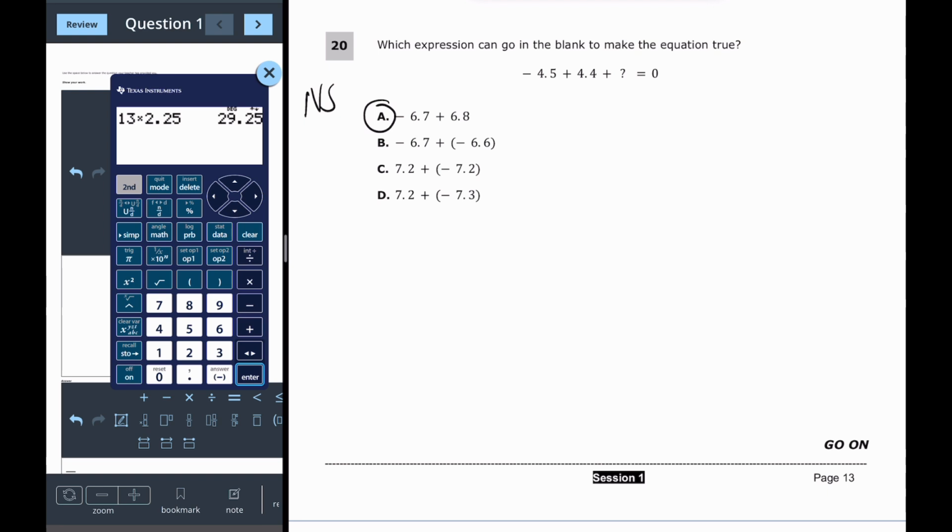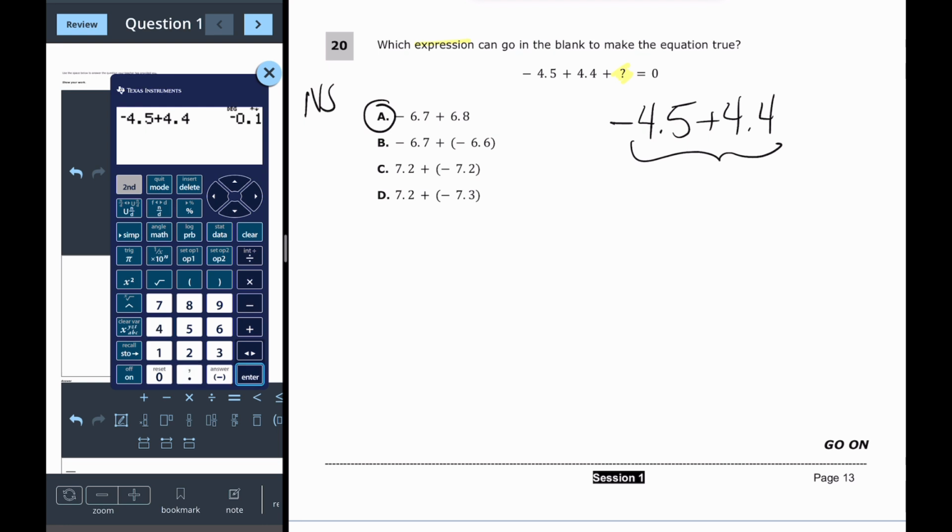Which expression, so I like how even though it's an expression, it's still a number sense problem. Which expression can go in the blank to make the equation true? So in other words, I have to take that whole expression and put it into this blank to make it true. So what I'm going to do, and I know that they're going to equal 0, this is where my thinking comes in. And so what I decided to do is I'm going to combine these like terms. -4 5/10 plus 4 4/10 is going to give me -1/10.